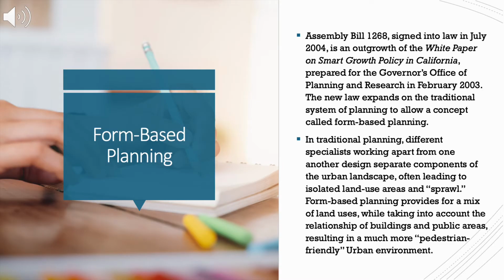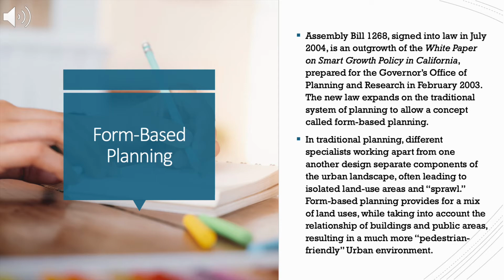Form-based planning. Assembly Bill 1268, signed into law in July 2004, is an outgrowth of the White Paper on Smart Growth Policy in California, prepared for the Governor's Office of Planning and Research in February 2003. The new law expands on the traditional system of planning to allow a concept called form-based planning.